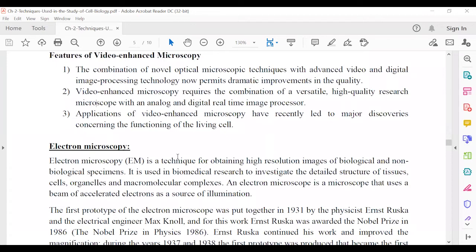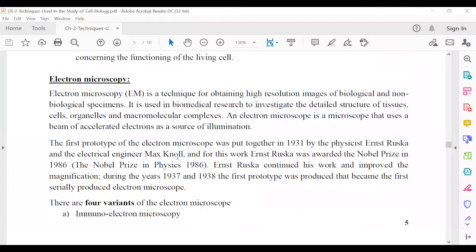Next technique, electron microscopy. Electron microscopy is a technique for obtaining high resolution images of biological and non-biological specimens. In this technique, we obtain high resolution images of biological and non-biological specimens. It is used in biomedical research to investigate the detailed structure of tissues, cells, organelles, and macromolecular complexes.